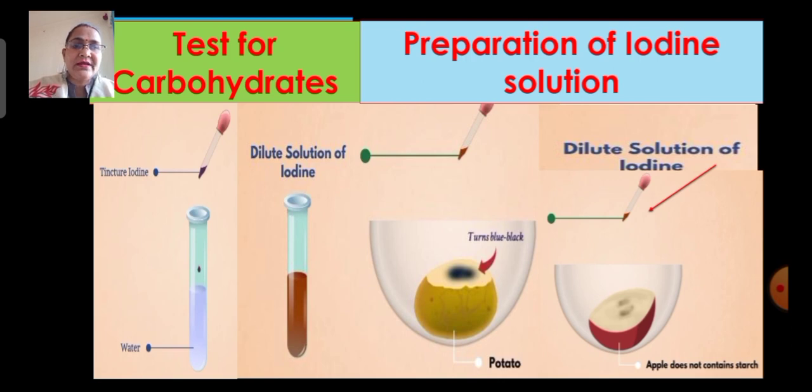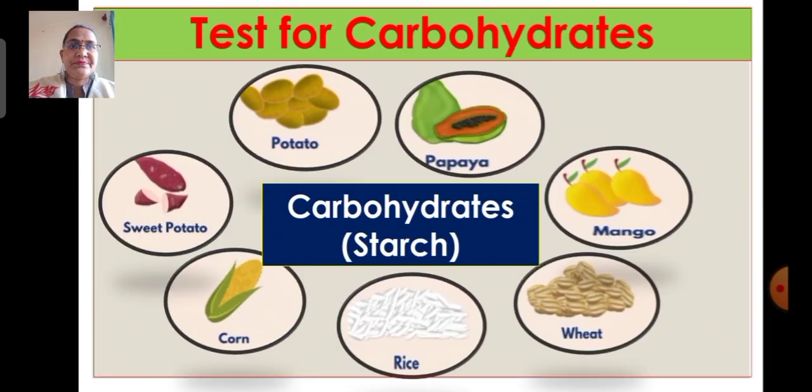On the other hand, if we put the dilute iodine solution on an apple, its color does not change to blue-black. That means the apple does not contain starch. You will find starch in food items such as sweet potato, papaya, mango, wheat, rice, corn, and such grains.